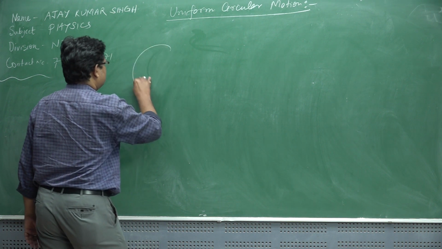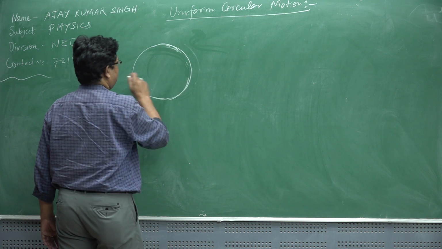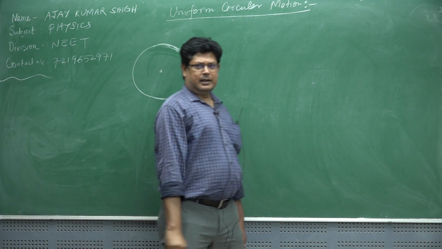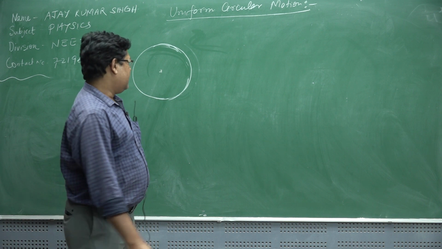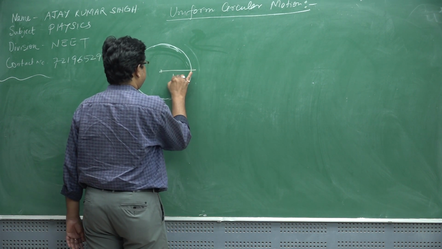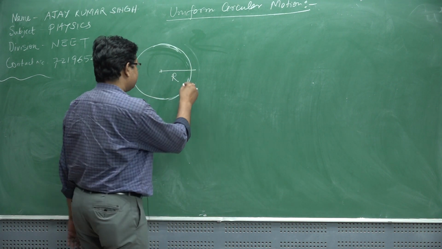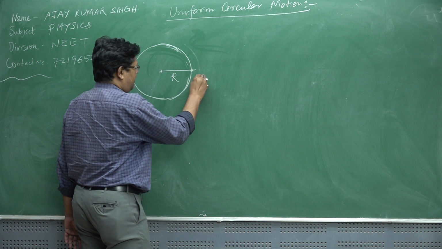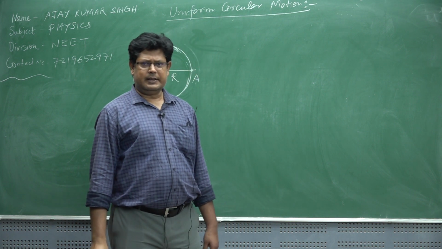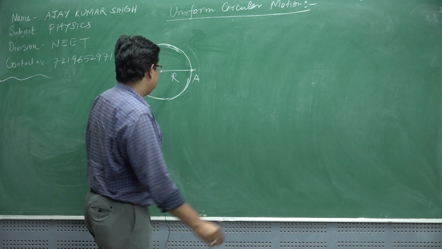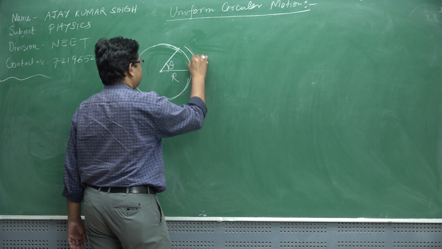So suppose this is a circle, and a particle is traveling anti-clockwise direction on circular path of radius r. So this is radius r. At certain moment of time, particle was located at point A. After a time t, the particle suffers an angle theta and it is located at an angle theta, and we can say that particle travels from this point to this point.